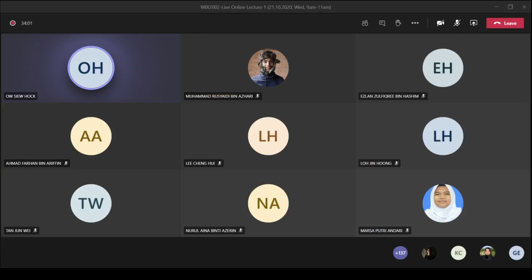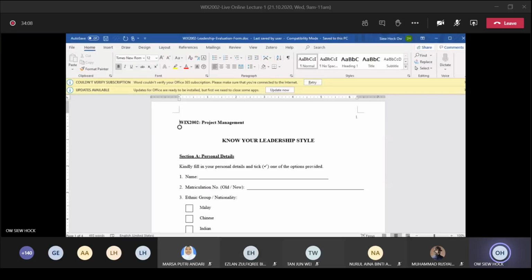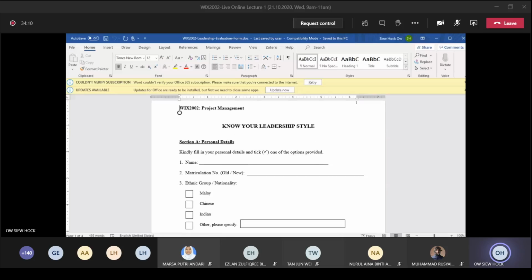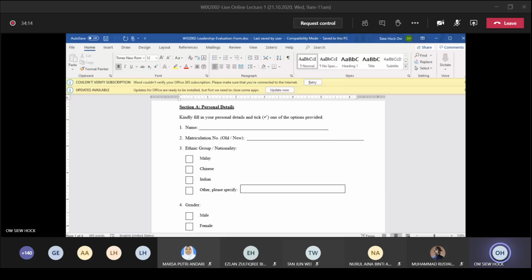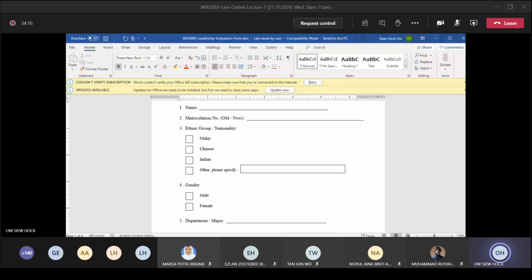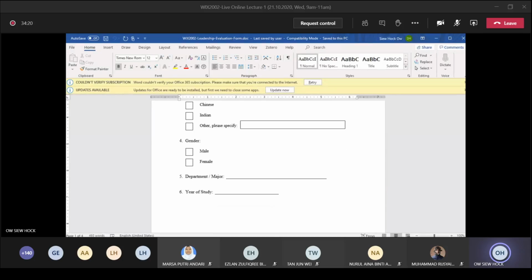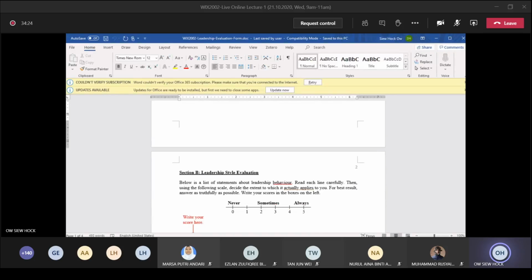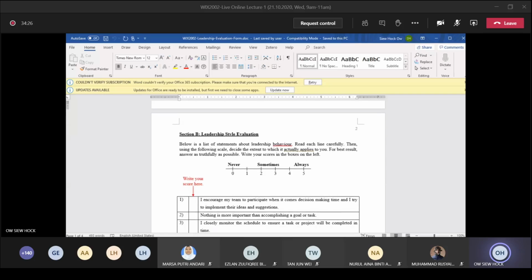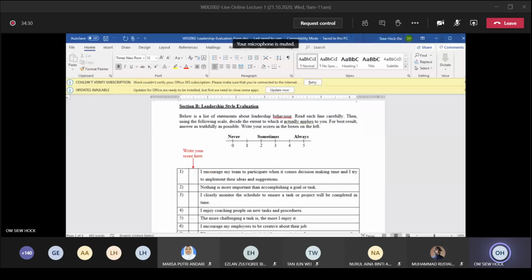There's a Word file, right? Have you downloaded this? So, know your leadership style. First, section A, personal details. Just fill in your name, your metric number, the old and the new metric number, ethnic group or your nationality, then the gender, department or major, and then year of study. Then you go to section B, leadership style evaluation. Just follow the instructions, and then you just fill in the score.